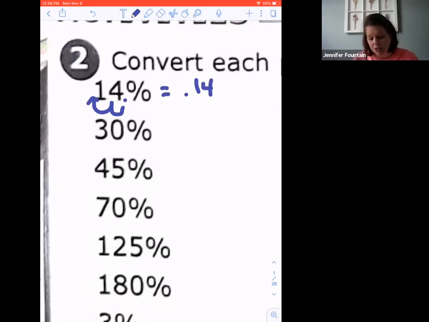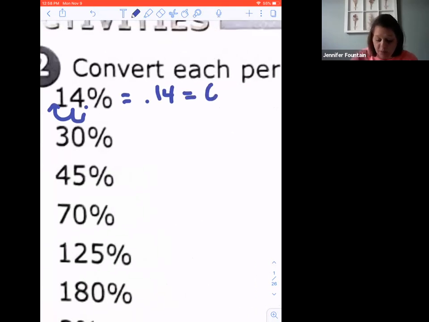Now, the other thing to mention is that if you would like to put a 0 in front of your decimal, that is fine too. It does not change the value. So you can either have a 0 and then a decimal, or just have a decimal. It's the same thing. It's up to you.